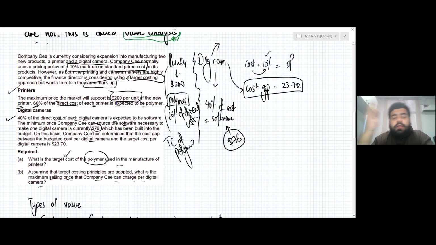So for one product, he is asking for the raw material polymer's target cost, and for the other, he is asking for the main product, the digital camera, and the maximum selling price the company can set. This is the question. I have told you the complete case.